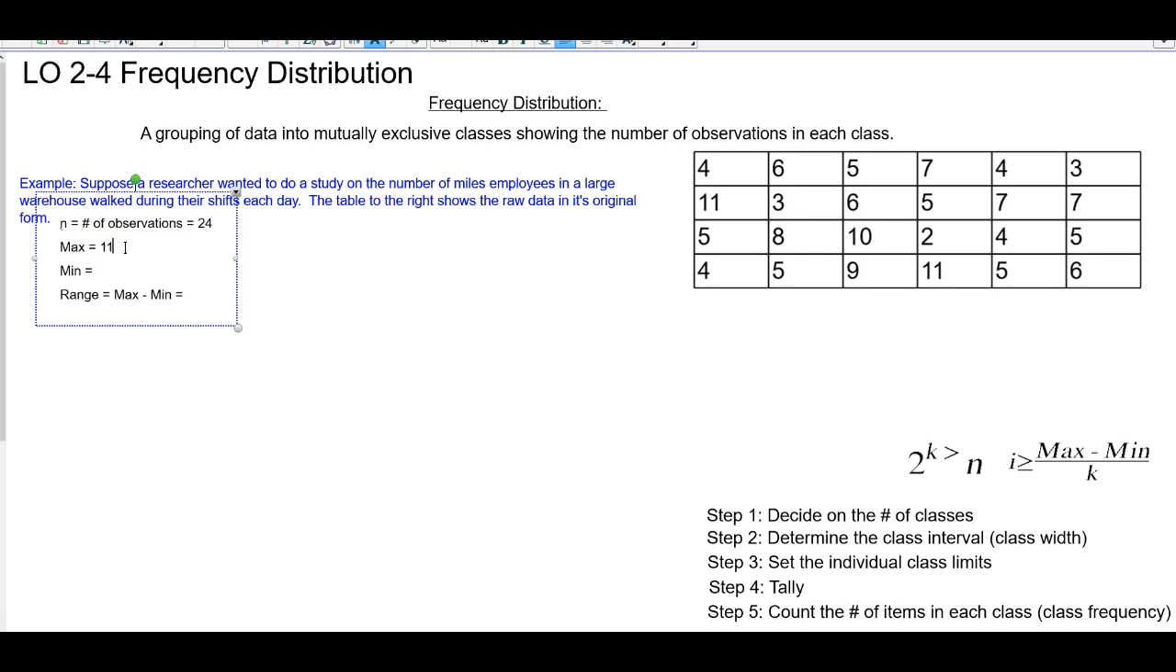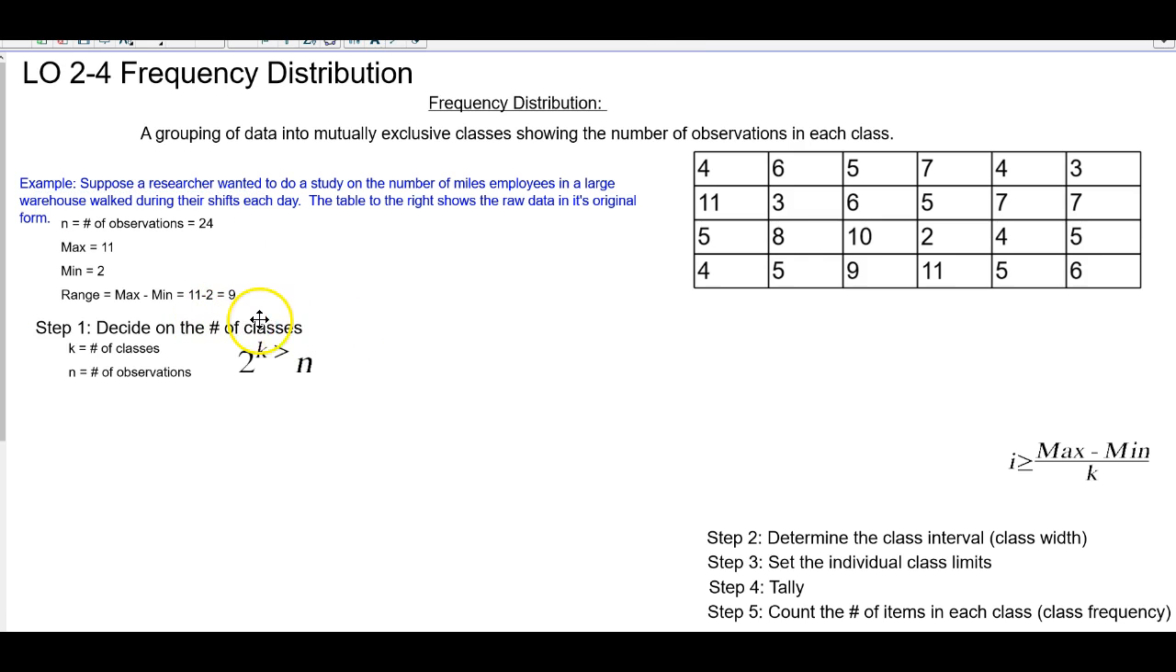Our maximum number we found previously on the previous slide, we discussed it. Our max is 11 and our minimum value is 2. And then to calculate the range, 11 minus 2 gives us 9. So now we're ready to start with step 1, which is decide on the number of classes.